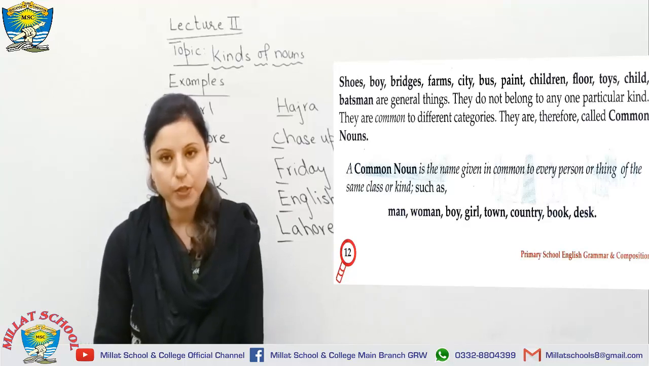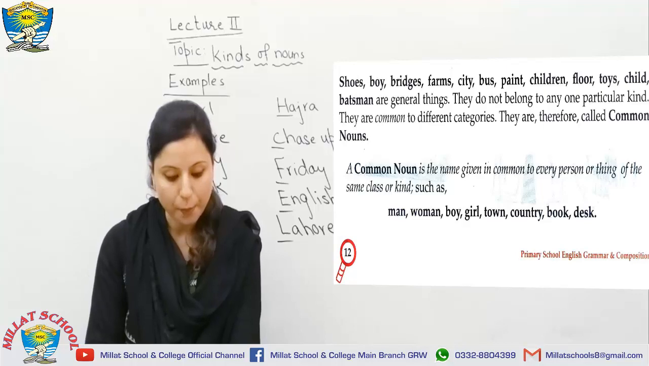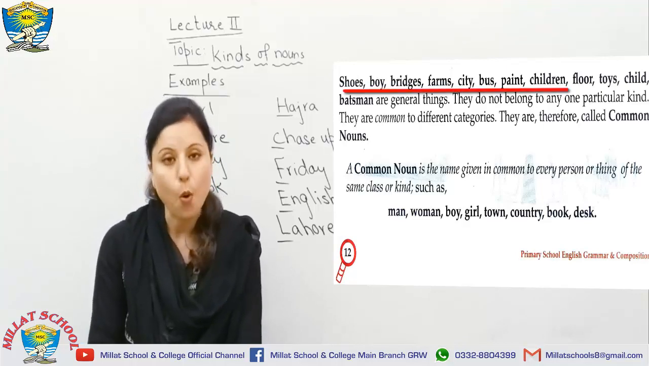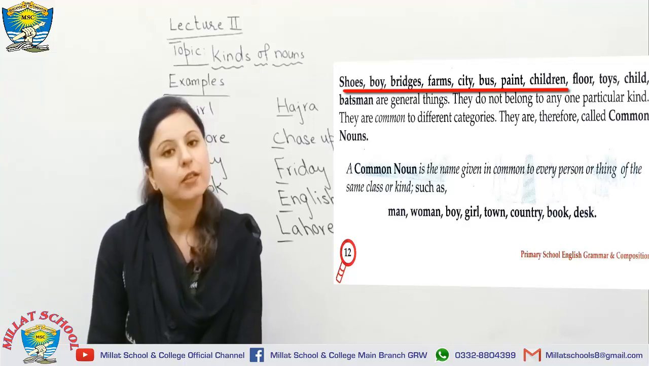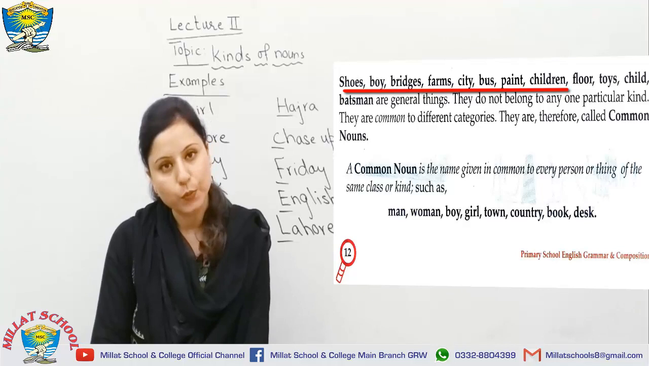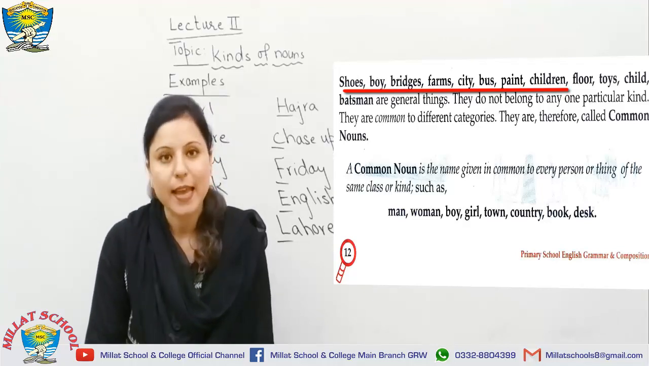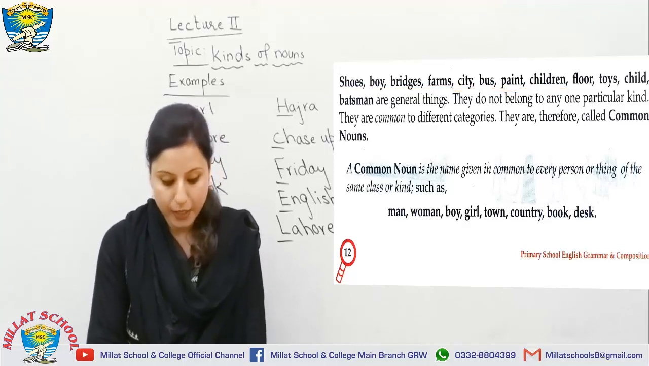Let's move to page number 12 and to page number 13. First, page number 12 contains common nouns. There are some common nouns written in bold words, for example, shoes, boy, bridges, forms, paint, children. All these words are common nouns and have been written in lowercase letters.